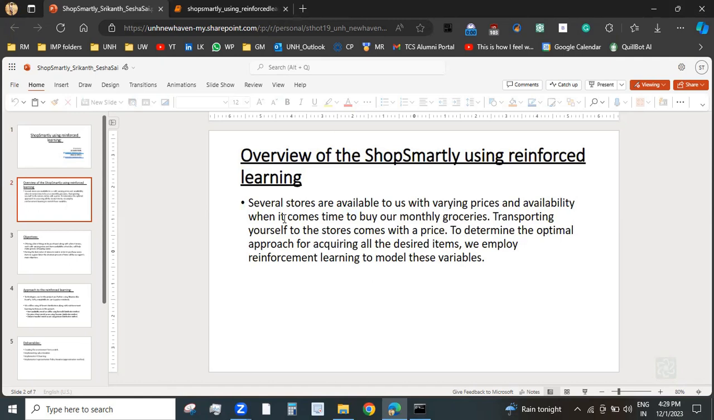Okay, several stores are available to us with varying price and availability. When it comes to time to buy our monthly groceries, transporting yourself to the store comes with a price. To determine the optimal approach for acquiring all the desired items, we should deploy reinforced learning to model these variables.